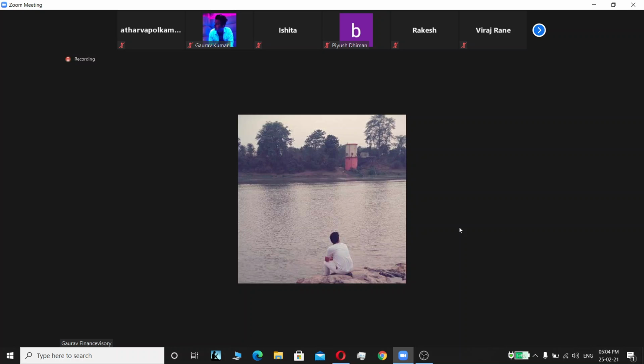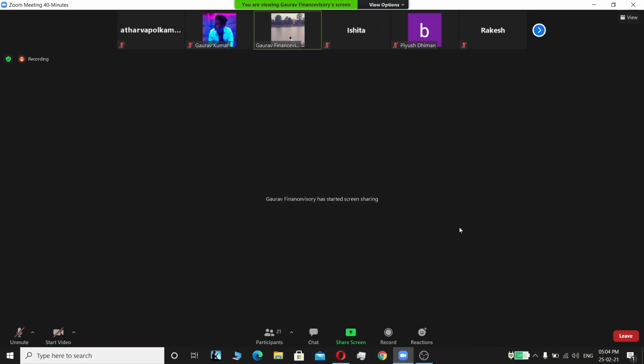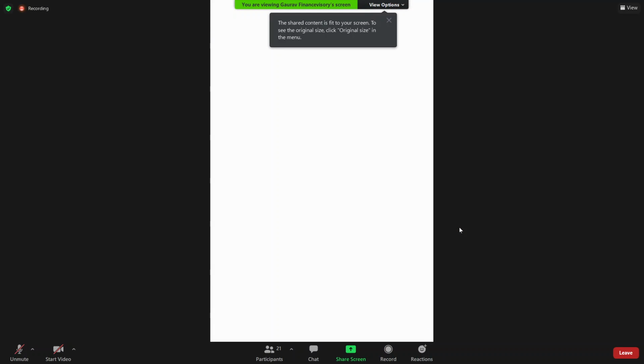So, hello guys, this is Gaurav, your analyst, advisor and your mentor at Finance Advisory. Today is your fourth class, and today we're going to talk about the false breakout setup. So, first, before knowing what is a false breakout, we need to know what is a breakout.